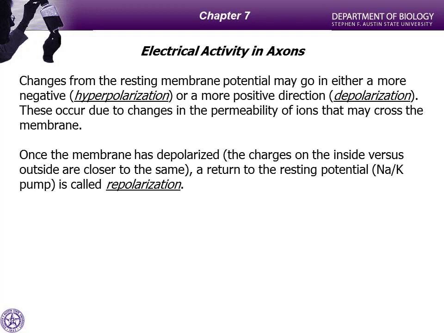Now, if in that process the sodium potassium pump pushes out too much, and we end up going minus 68, minus 69, minus 70, minus 71. What are we doing now? Hyper. As soon as we get past minus 70, now we've hyperpolarized. But until that point, even though we're going down, it's still repolarization. Okay? Do you see the difference?